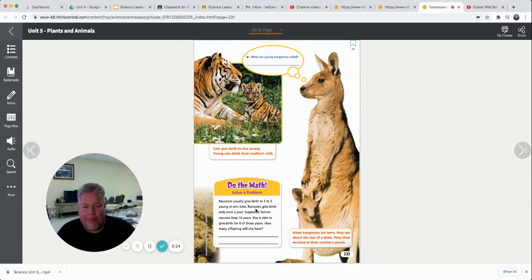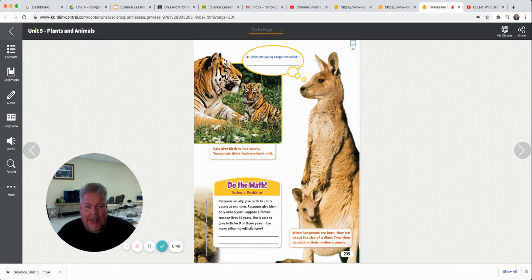Here's a math problem. Raccoons usually give birth to 3 to 5 young at one time. Raccoons give birth only once a year. Suppose a female raccoon lives for 10 years. She's able to give birth for 9 of those years. How many offspring will she have?